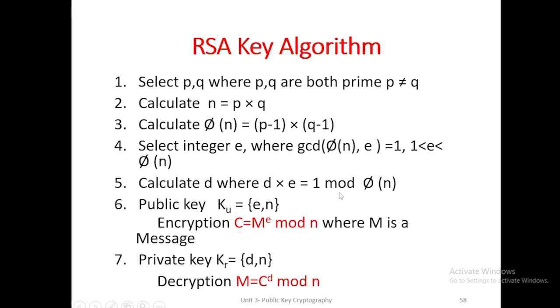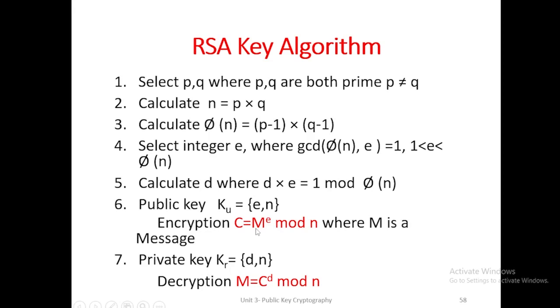So the calculation is d into e, that should be equivalent to 1 mod phi of n. Then from the e and n variables, we select the public key as KU. So it is a pair of e and n. Public key is used for encryption purpose. Private key pair is KR. So KR is equal to d and n. This private key is used for decryption.